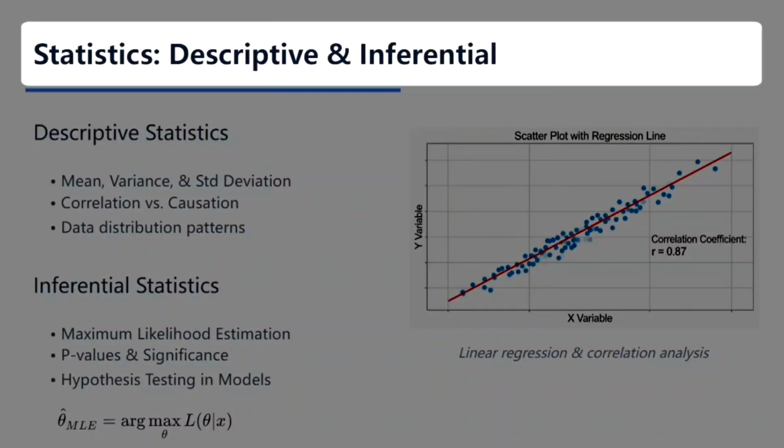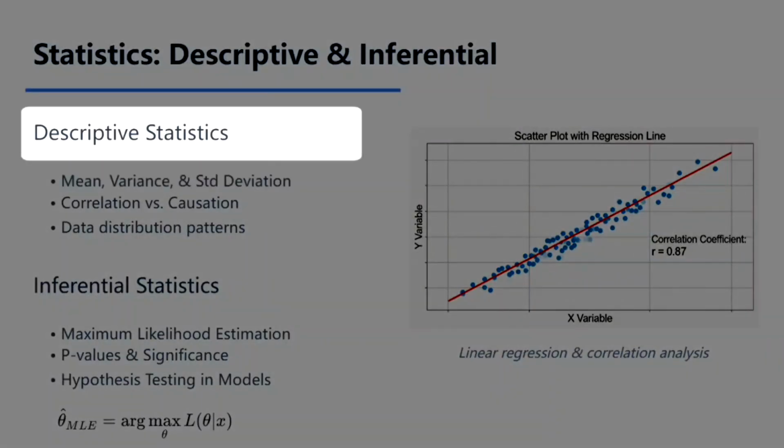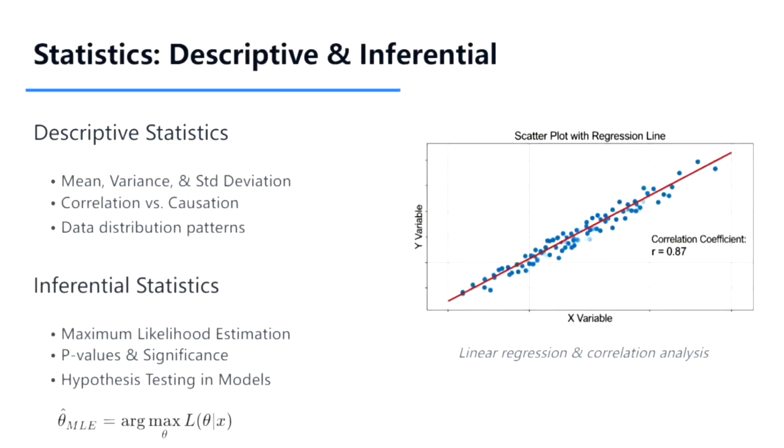Building on the probabilistic foundations we just covered, we now move into statistics, which is the practical art of making sense of data. We can divide this field into two primary branches: descriptive and inferential statistics. First, descriptive statistics focus on summarizing and organizing data so we can understand its basic characteristics at a glance.